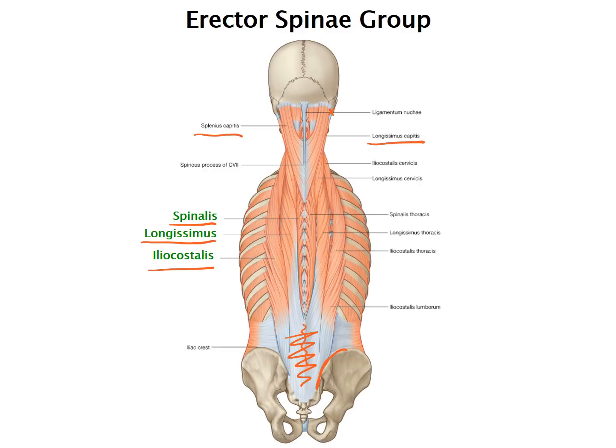By way of function, bilateral contraction of this muscle group will result in extension of the vertebral column and extension of the head. And by the way, bilateral contraction means that the muscle groups on each side of the spine are contracting simultaneously, whereas unilateral contraction of the erector spinae indicates that only one side is contracting at a time. Unilateral contraction would result in lateral flexion of the spine in this case.